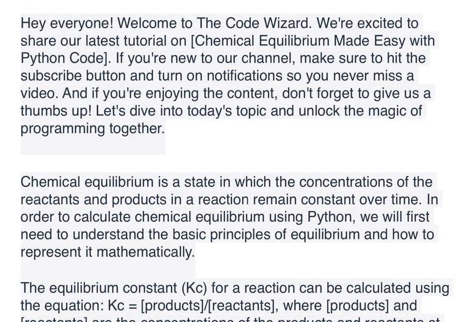We are excited to share our latest tutorial on chemical equilibrium made easy with Python code.